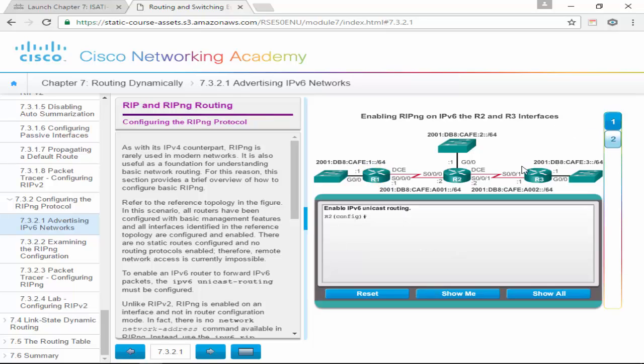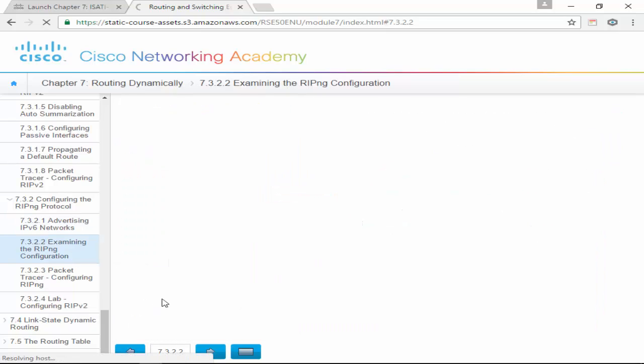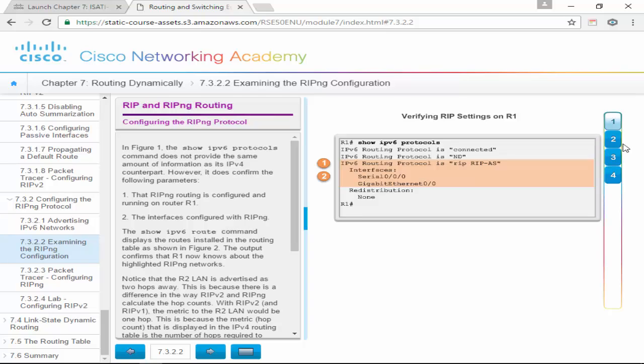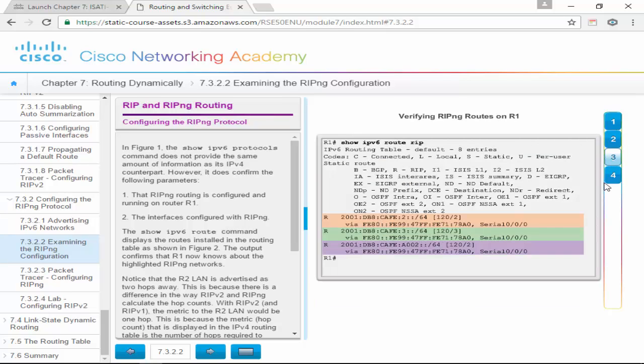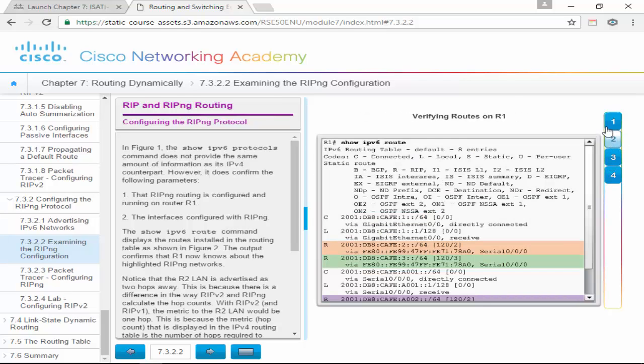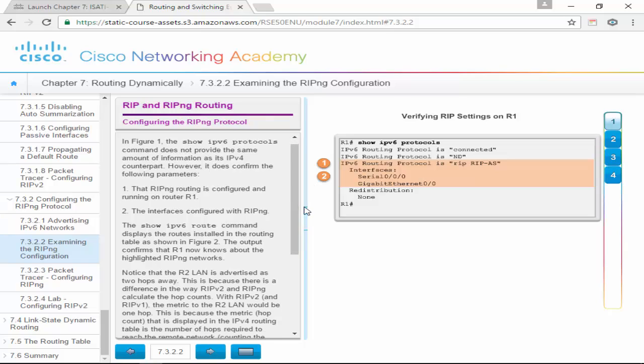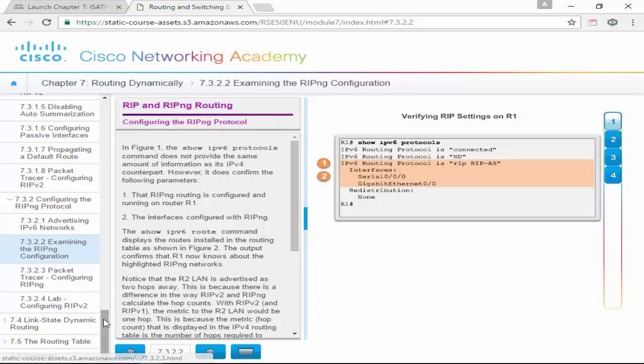I guess with RIPng we don't have to, at all. All we have to do is tell it to advertise those RIPs. We don't even have to go into a router RIP. With OSPF and EIGRP, we do have to go into IPv6 router OSPF and IPv6 router EIGRP.